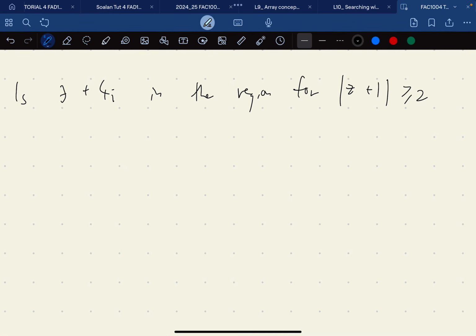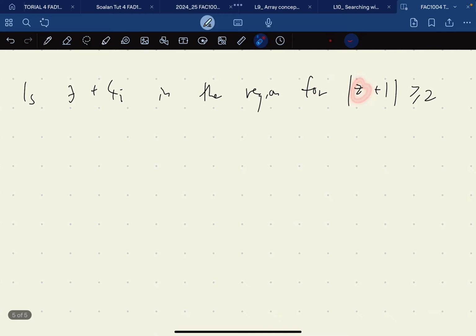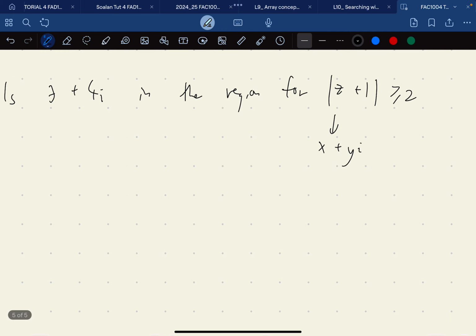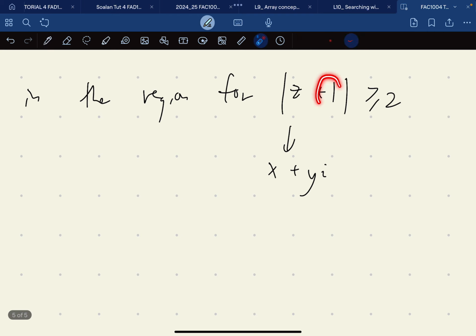Okay, so we have the question: is 3 plus 4i in the region for this inequality here? And we need to understand what this inequality is actually saying. Basically, if I replace this z with a complex number in the form of x plus iy, and I add 1 to it, and I take the magnitude of that complex number, is that magnitude more than or equal to 2?